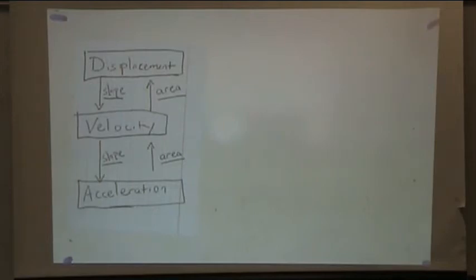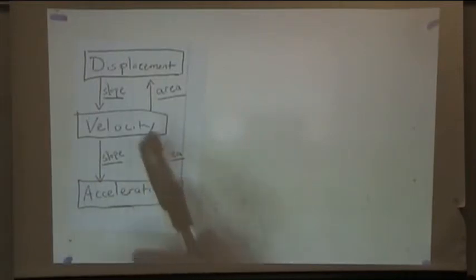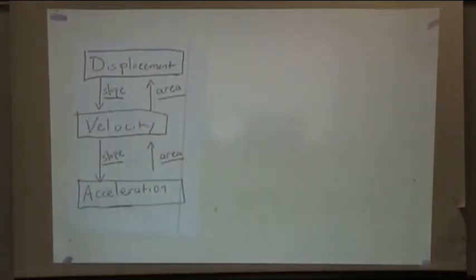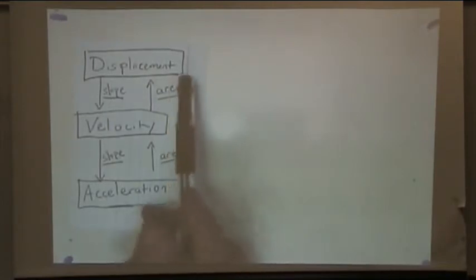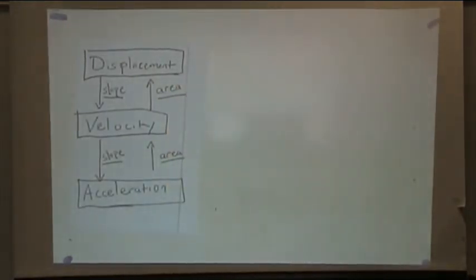As we look at the relationships here, we can see that the slope of a displacement versus time graph is the velocity. And the slope of a velocity versus time graph is the acceleration. Now, if you happen to have an acceleration versus time graph, the area underneath that graph gives you the change in velocity, and the area underneath a velocity graph will give you the change in position or the displacement. We've got a couple of examples to look at here to look at these slope and area relationships.